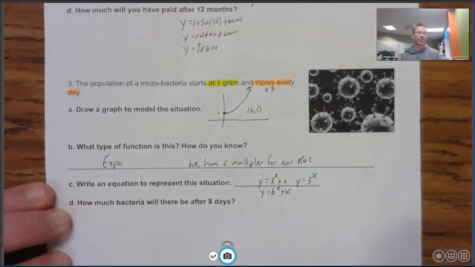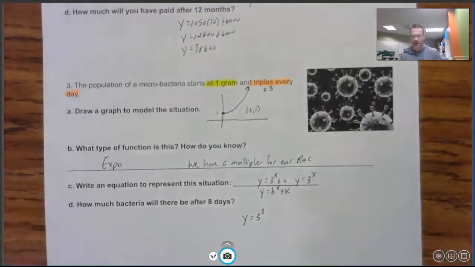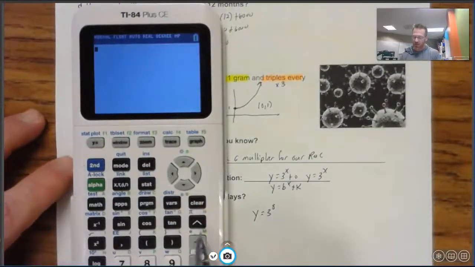How much bacteria will there be after 8 days? Well, we just want to do y equals 3 to the 8th. Once again, just as a little bit of a review, let me clear this out. This caret key is what you're looking for. This is your power key.